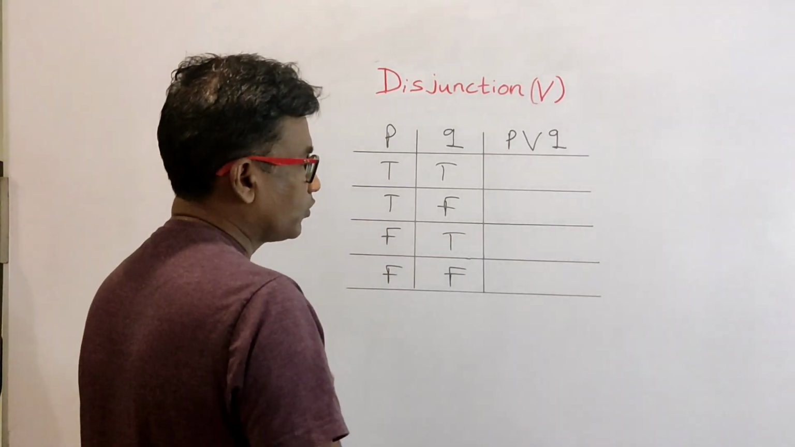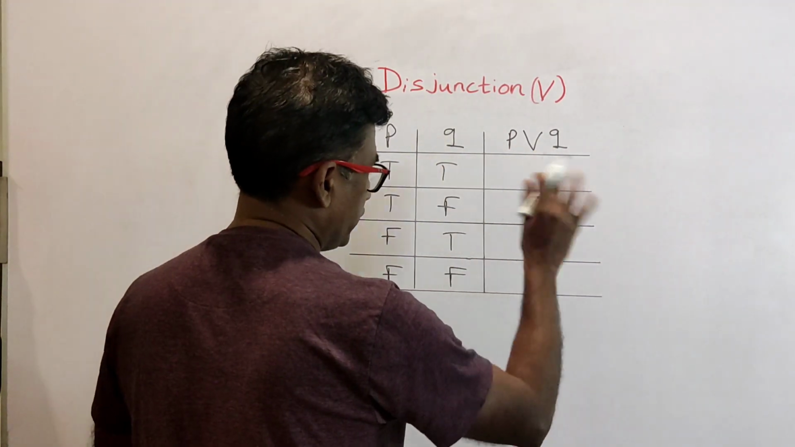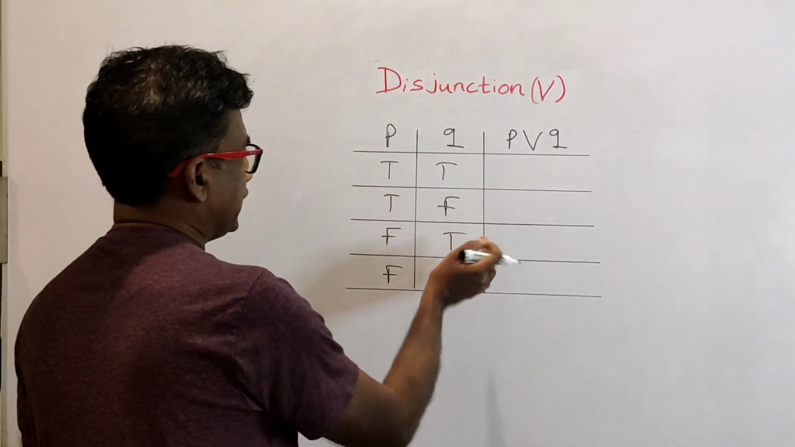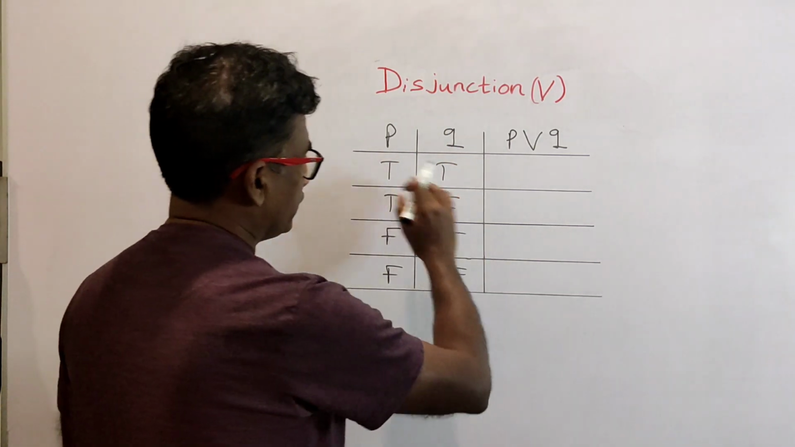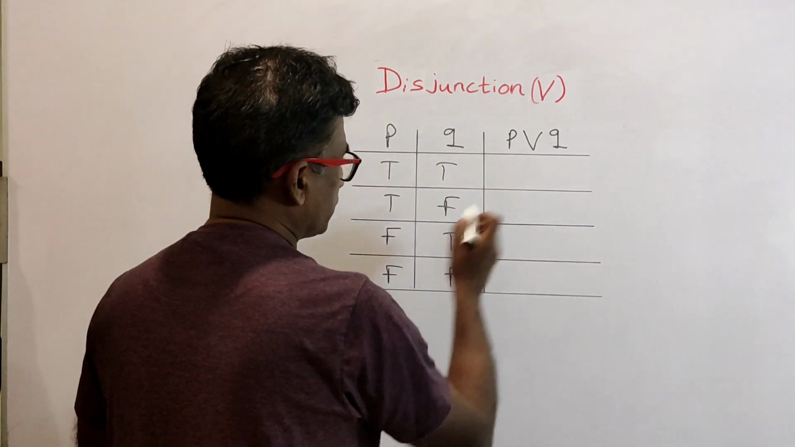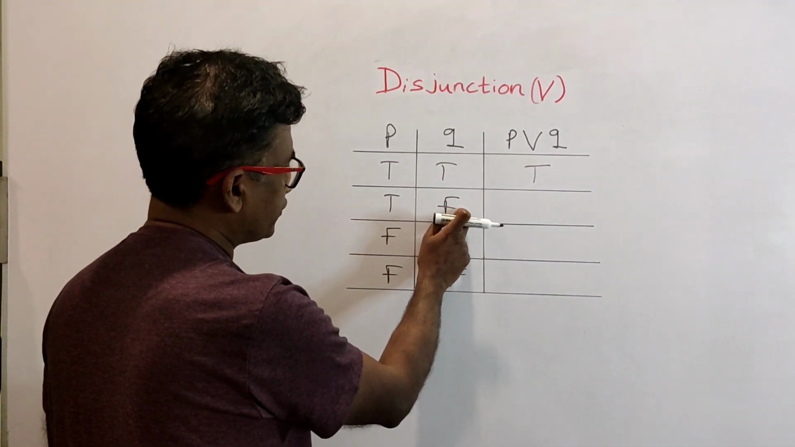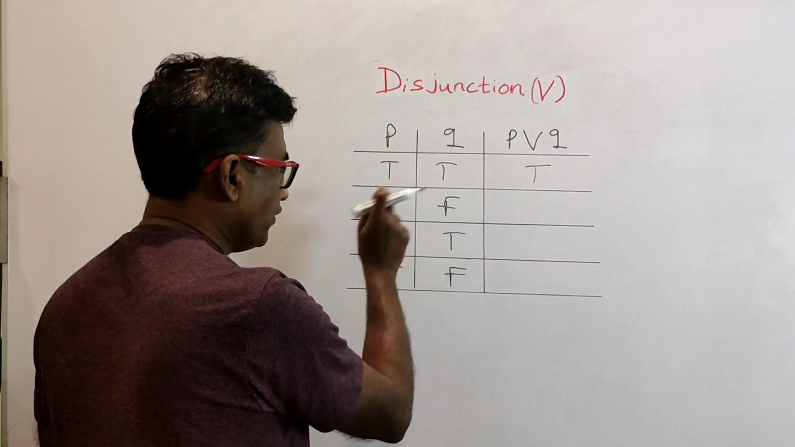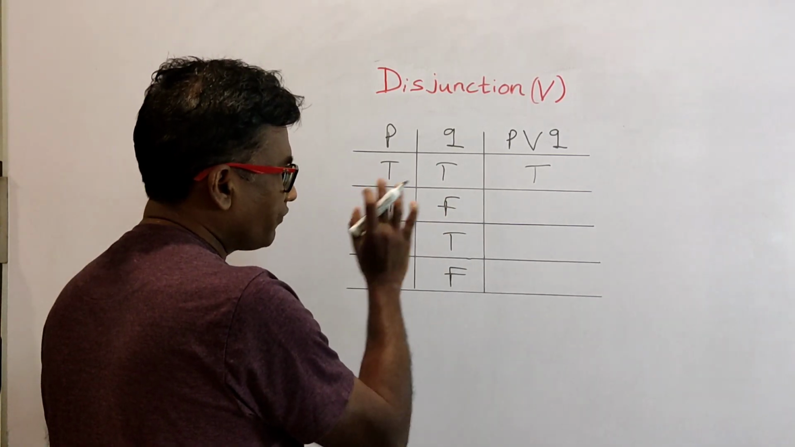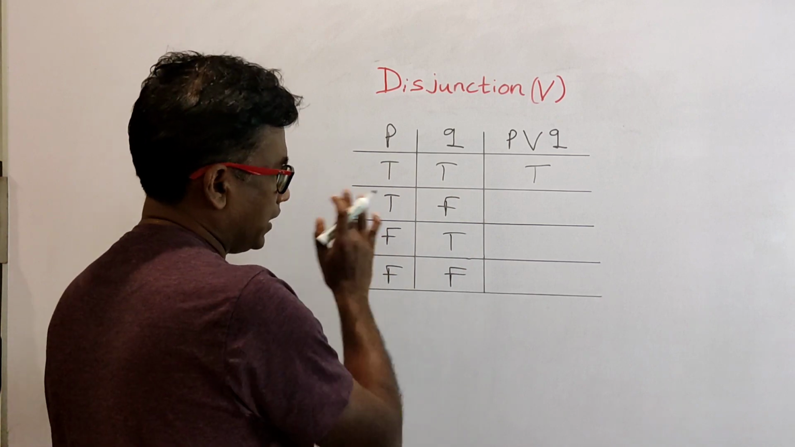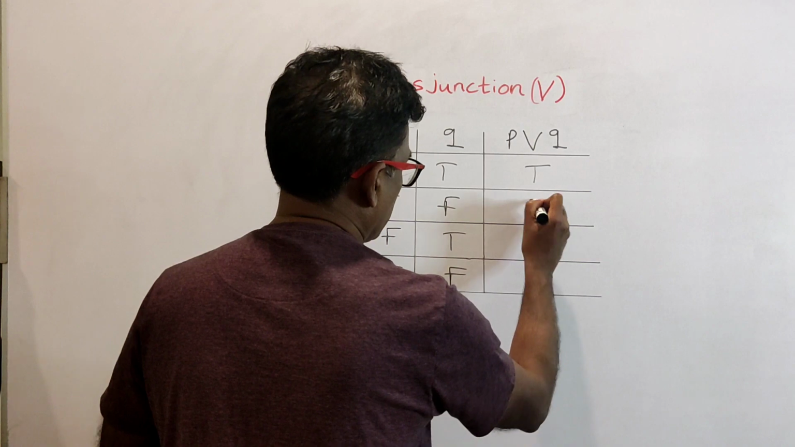Now, what is the rule associated with disjunctions? P or Q is going to be true when either P is true or Q is true. So here, the first one, both are true, it's going to be true. Here, P is true, Q is false. But the rule says if the truth value of one of the atomic propositions is true, that is sufficient to make P or Q true. So this is also true.